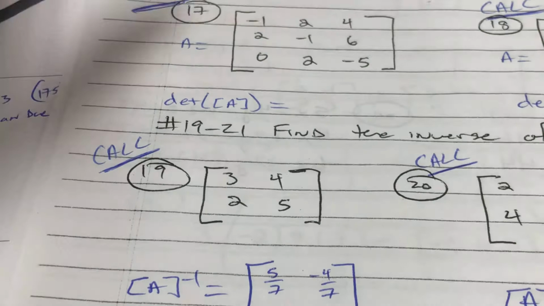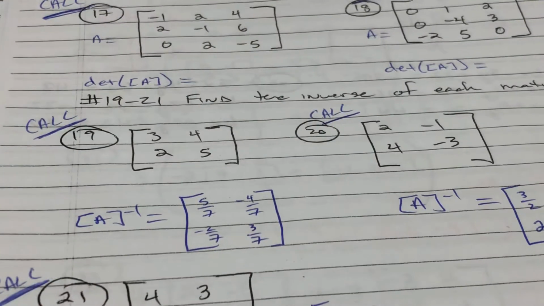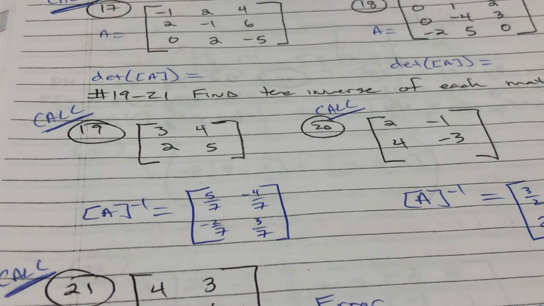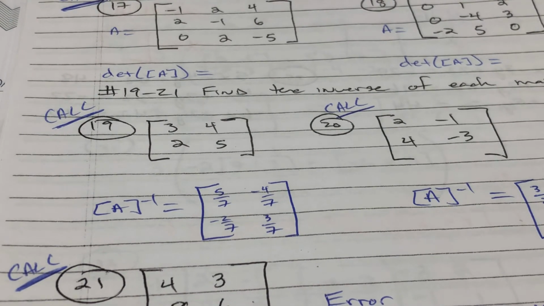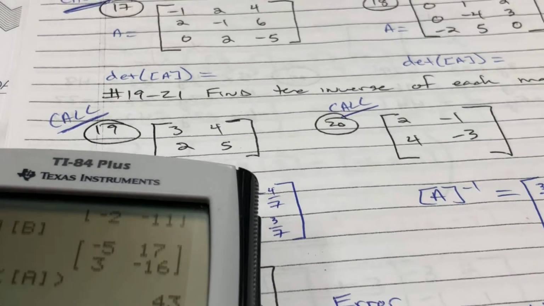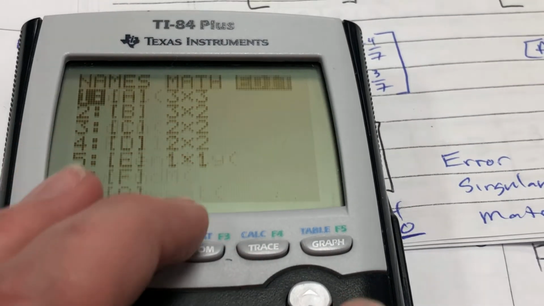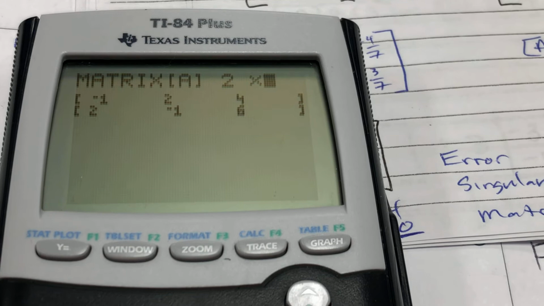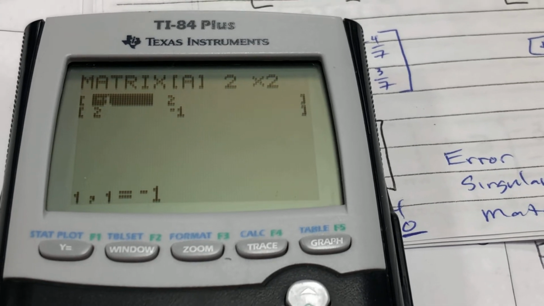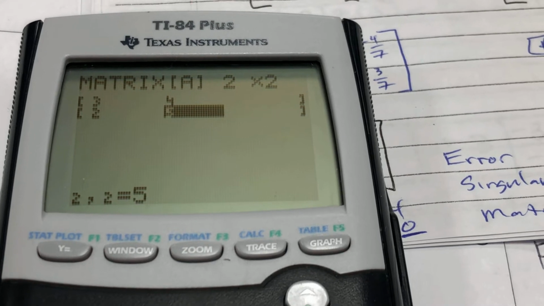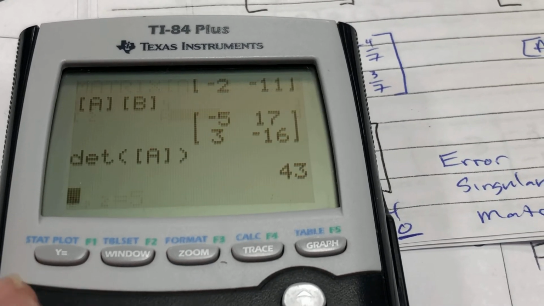All right. Let's talk about 19, 20, 21. I'll do 19 and 21 with you. So there's a way to do it by hand. Using your calculator, we're just going to evaluate, so we're just going to edit A. Okay, so second x to the negative first, edit A. A is a 2 by 2, and it is 3, 4, 2, 5. Second mode, that's all I want.